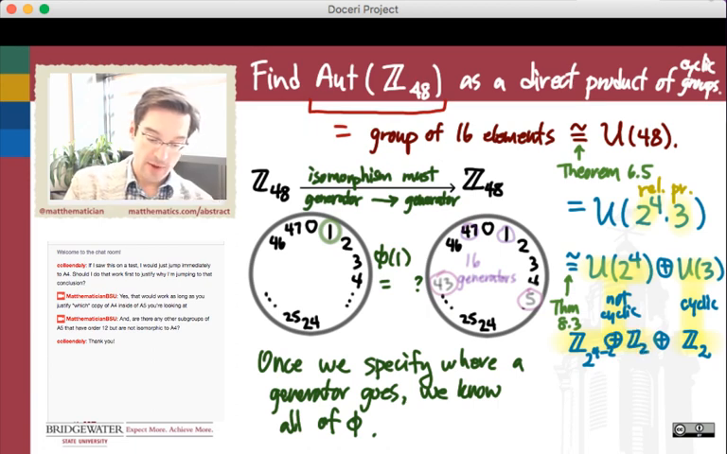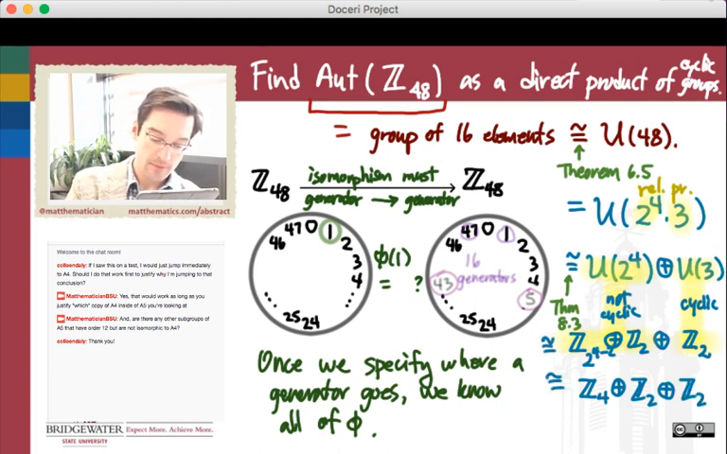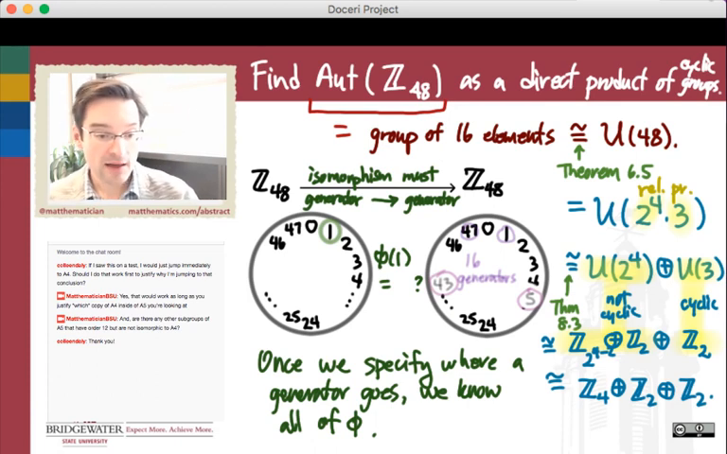And so what do I get here? Z4, direct sum Z2, direct sum Z2. And that completes the problem.